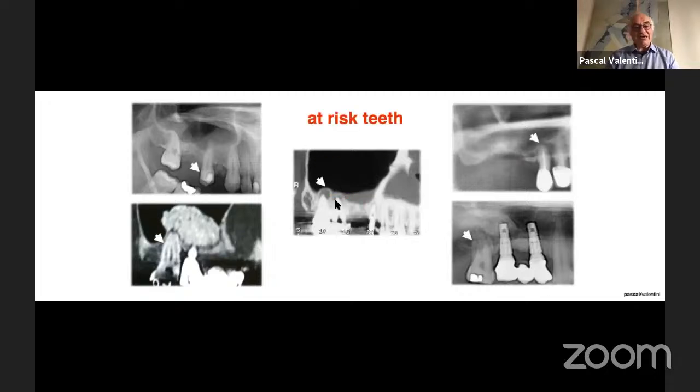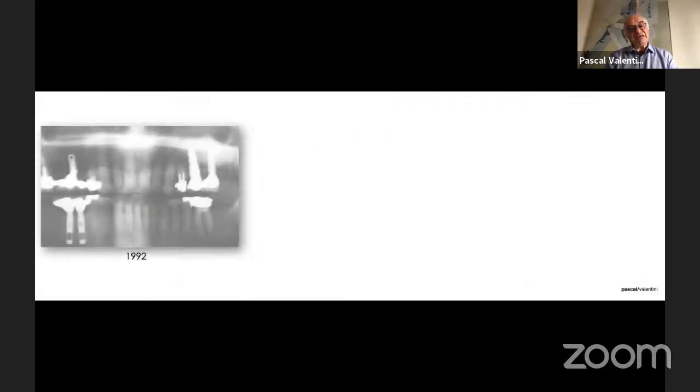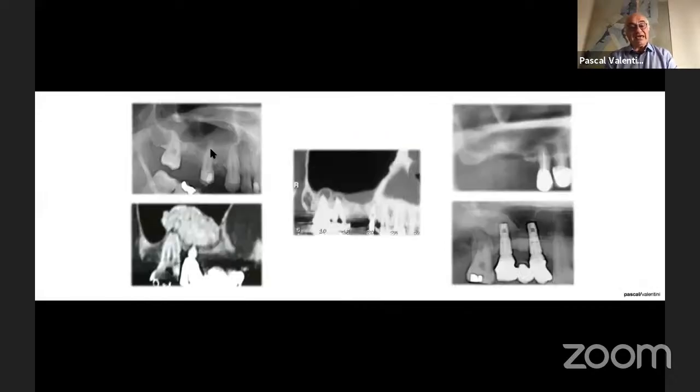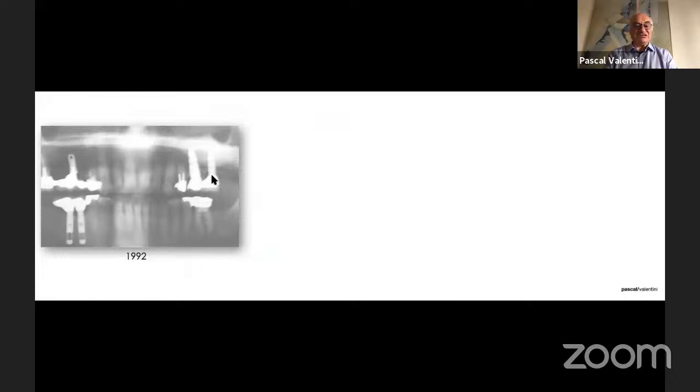In a more general way, we have to be very careful with remaining teeth. For example, this tooth with a big filling here has a risk of necrosis, and the risk is to get an infection because of dental pulp necrosis, and the same for the others. Here also, this tooth is very risky for the graft if we graft this area. I would like to show you a case related to this issue.